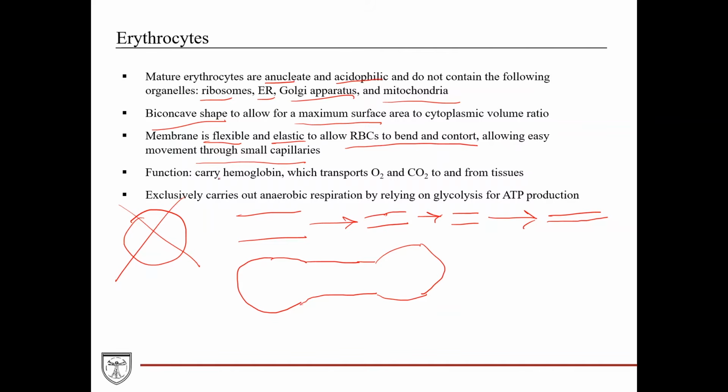Like we mentioned, the main function is to carry hemoglobin, which transports oxygen and carbon dioxide to and from tissues respectively. And then also, erythrocytes exclusively carry out anaerobic respiration because they don't have mitochondria. You need mitochondria to carry out aerobic respiration. So as a result, erythrocytes rely on glycolysis exclusively for ATP production.